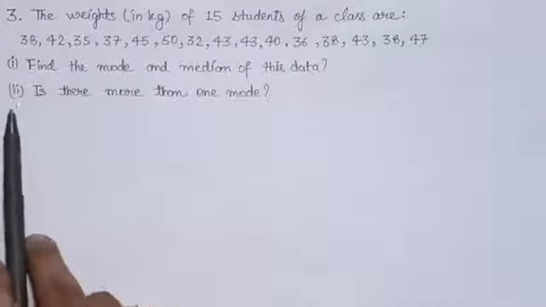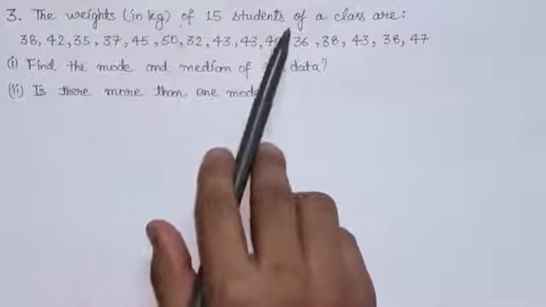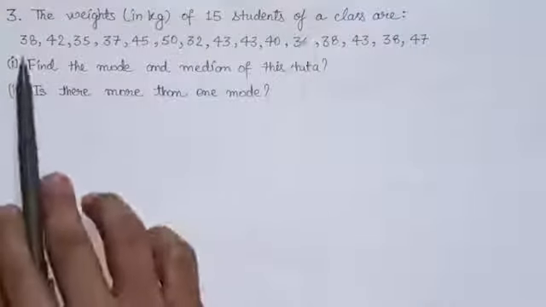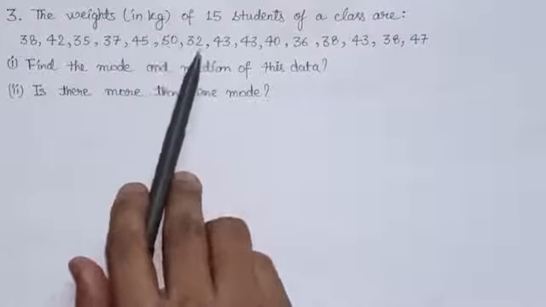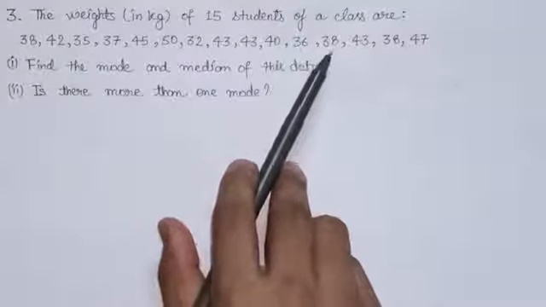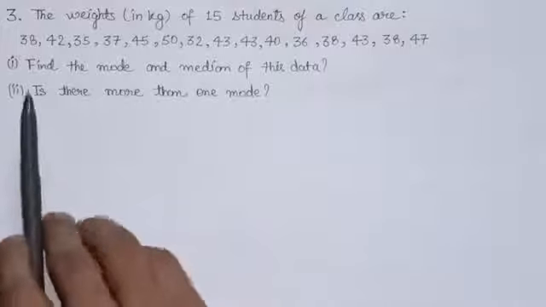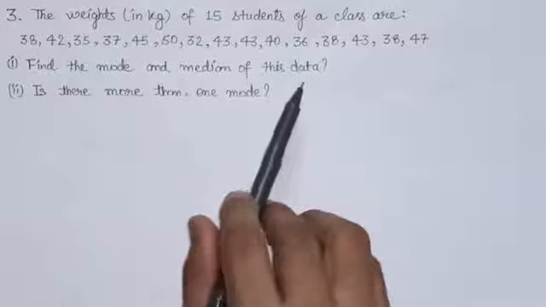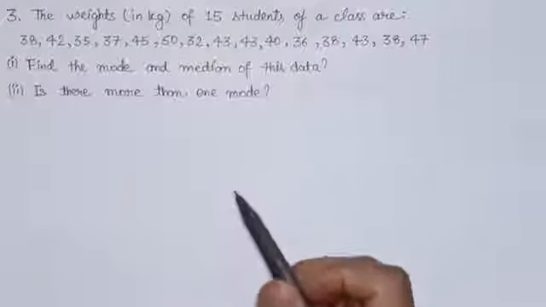Now students, our next question is: the weights in kilograms of 15 students of a class are 38, 42, 35, 37, 45, 50, 32, 43, 43, 40, 36, 38, 43, 38, 47. Then find the mode and median of this data, and is there more than one mode?